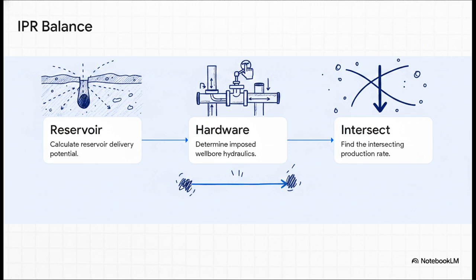Step 2, you determine what the surface pipes, chokes, and wellbore hardware can actually handle. Because, look, the reservoir might want to hand you 1,000 barrels a day, but if your surface pipe is too small, you literally can't move it. And step 3, you find the exact intersection between what the rock wants to give and what the surface can accept. That single intersecting point, that is your actual production rate.